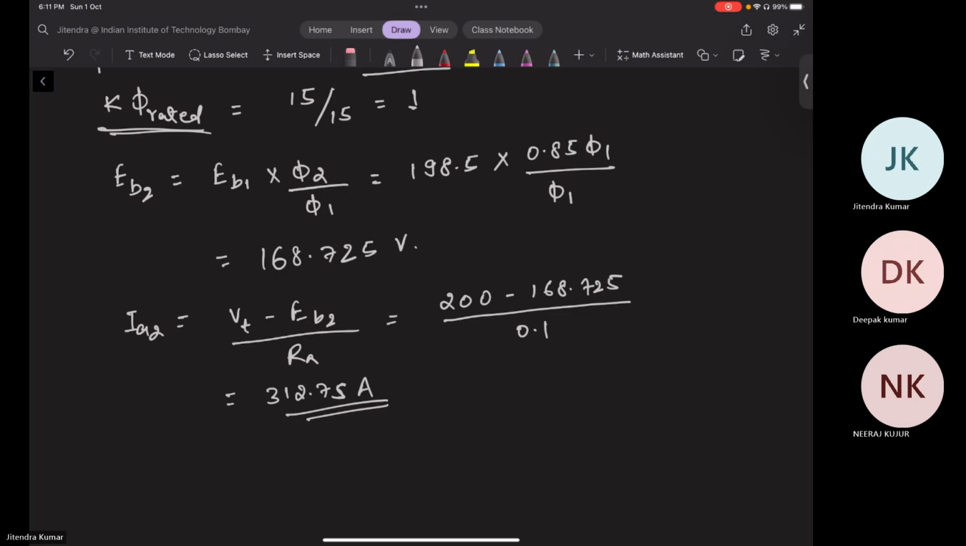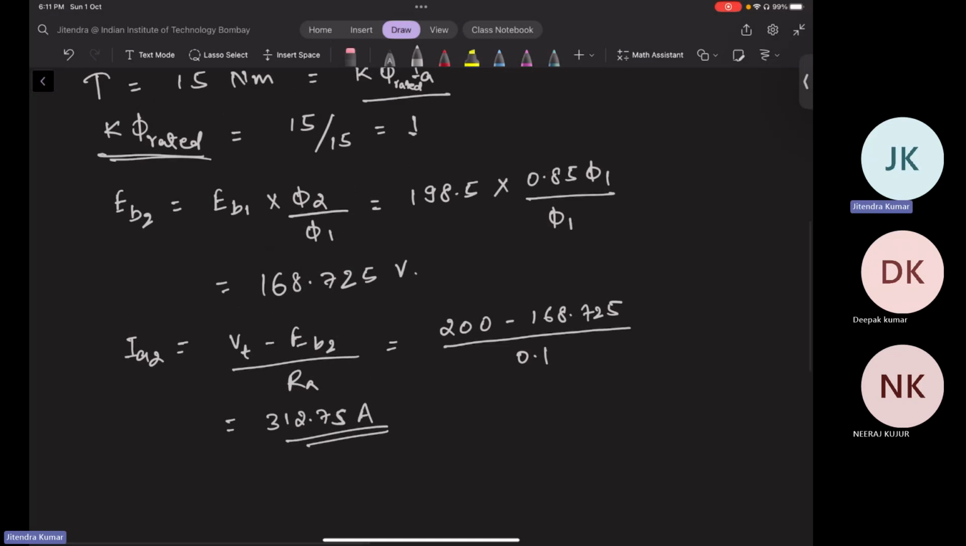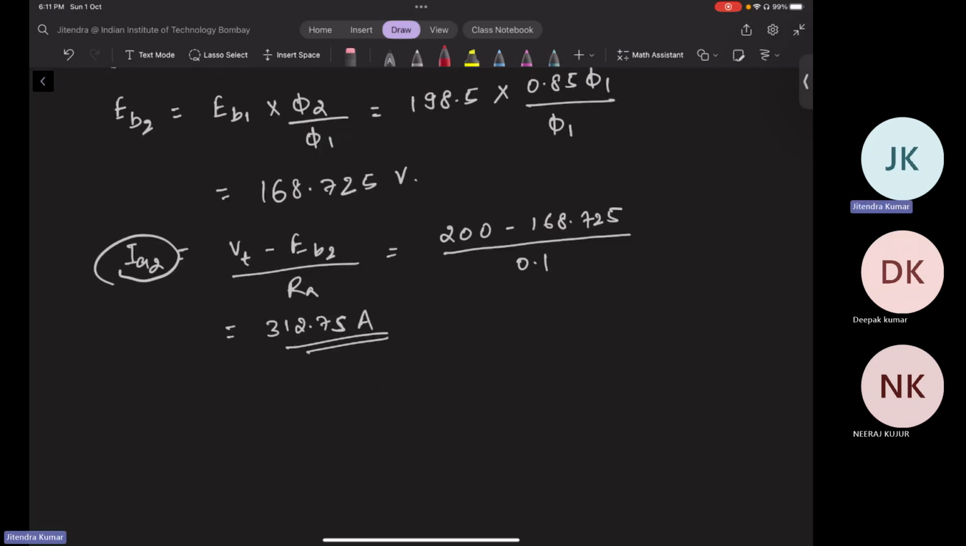Okay, so to maintain the same speed you have to pump in much current. Now the next question is, at this current, how much electromagnetic torque will be generated? How much torque at this current?